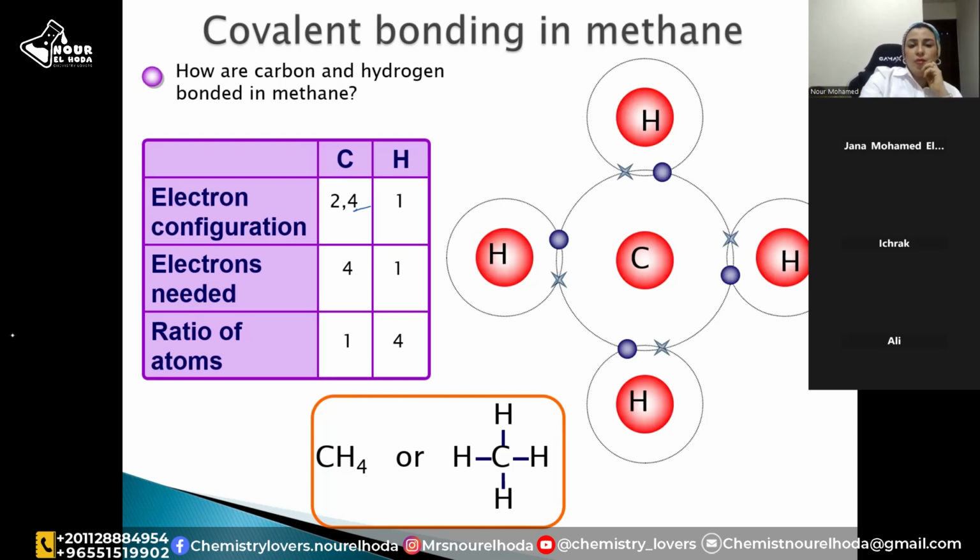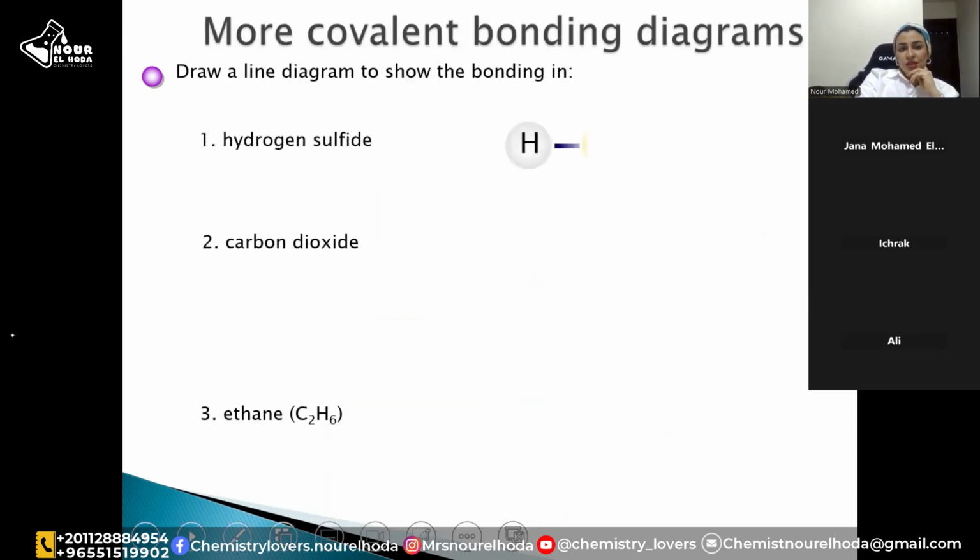Carbon is not the only one that has 4 electrons and does sharing, right? It's not a must, but silicon, for group 4, also has 4. But I can say carbon is the most common one that has 4 electrons in the outer shell, that's true.